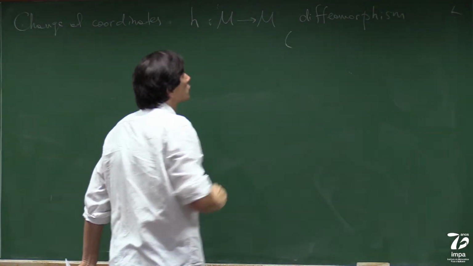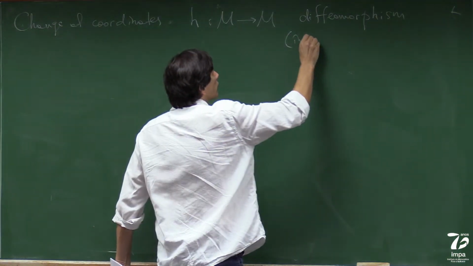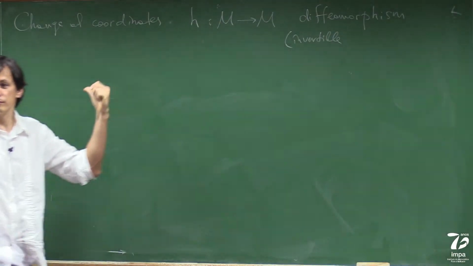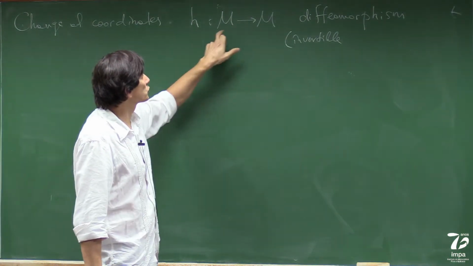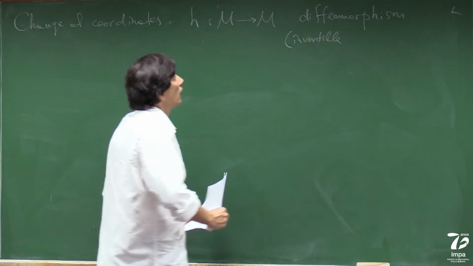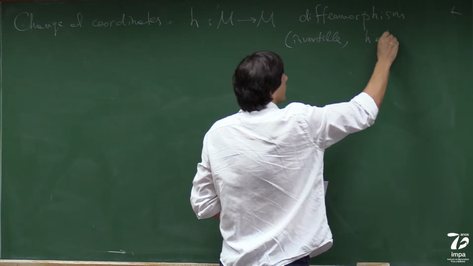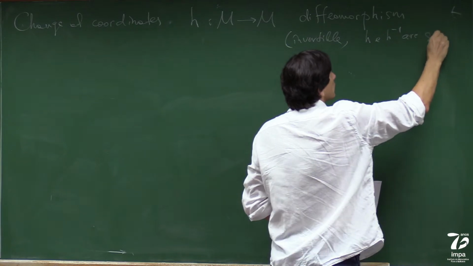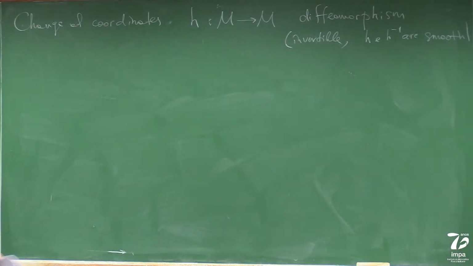And this word means that h is invertible. So if you made this change, you can make a backward change, so it's 1-to-1. And then diffeomorphism means that both the function and its inverse are smooth. Usually differentiable, but by smooth, we understand differentiable as many times as we like.